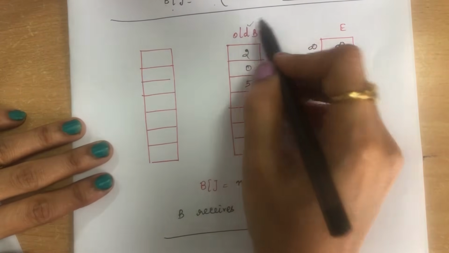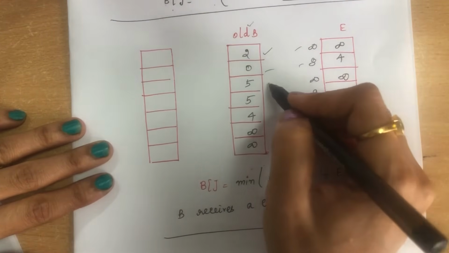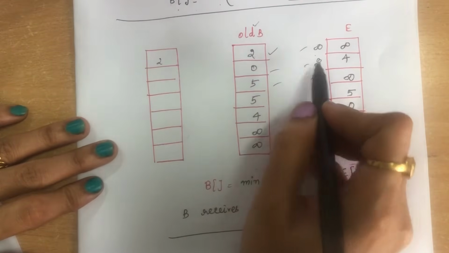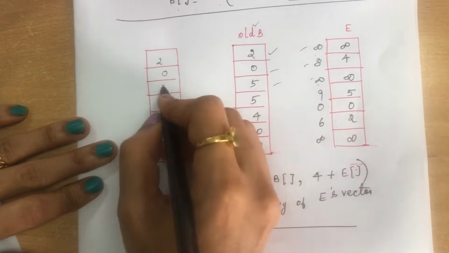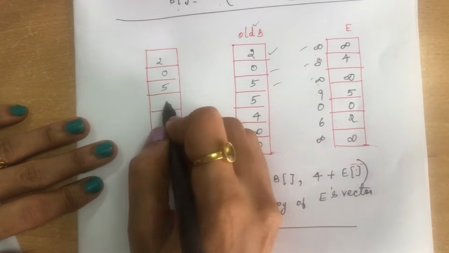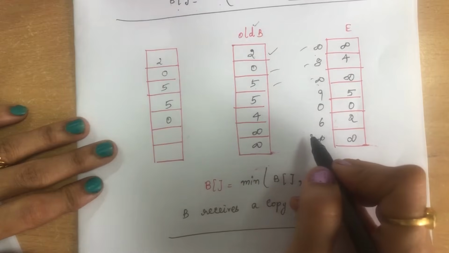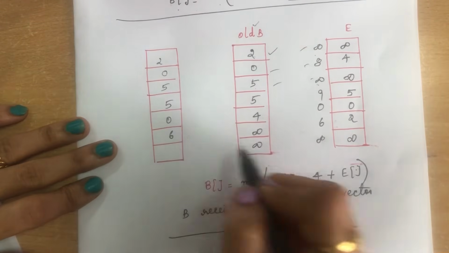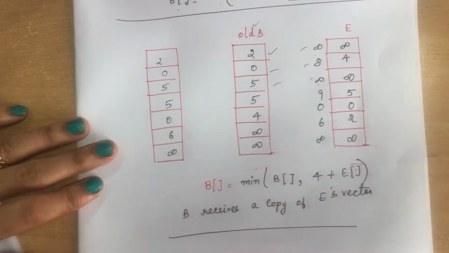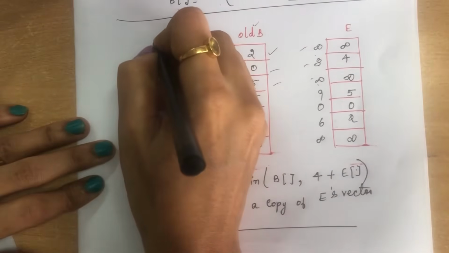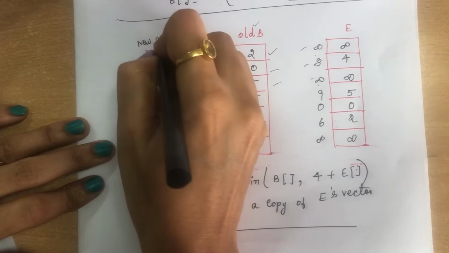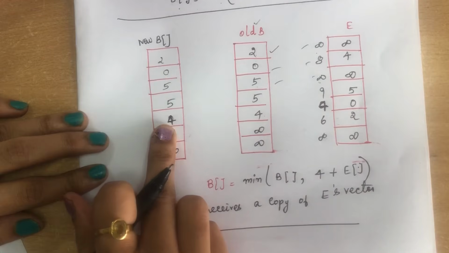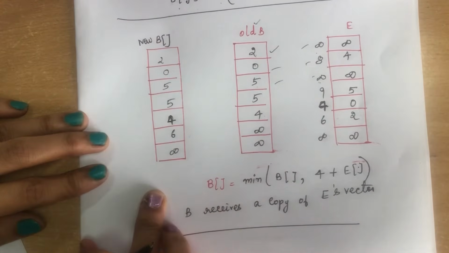So you have to find out the minimum value between these two. When you compare 2 and 8, the minimum is 2. The minimum between 0 and 8 is 0. 5 and infinity is 5. 5 and 9 is 5. 4 and 0 is 0. Infinity and 6 is 6, and infinity is infinity. Okay, this is your new B vector. Here 0 plus 4 is 4, so it will be 4 over here. So this is the new B vector you will get.